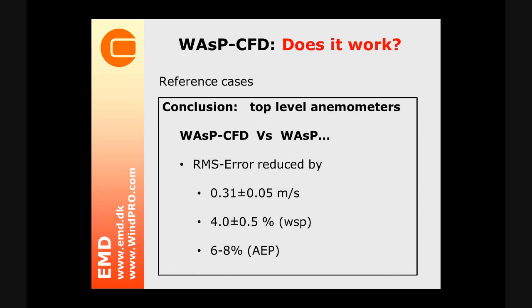And if you sum that up, we see a reduction of the RMS cross-prediction error, which on average is 0.3 meters per second for these 6 sites. That translates to a reduction in cross-prediction error of 4% on mean wind speed, which would translate to a reduction in prediction error of 6 to 8% on annual energy production.